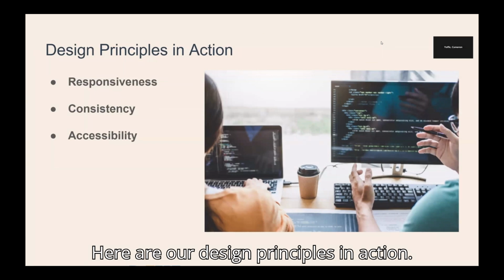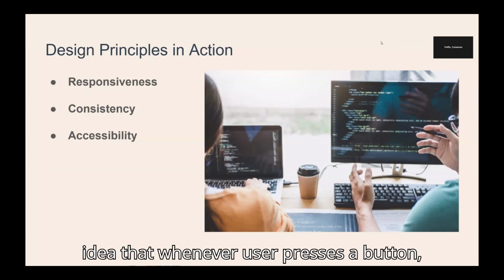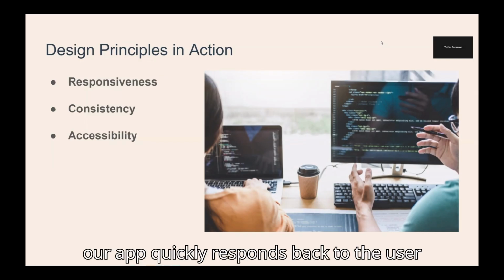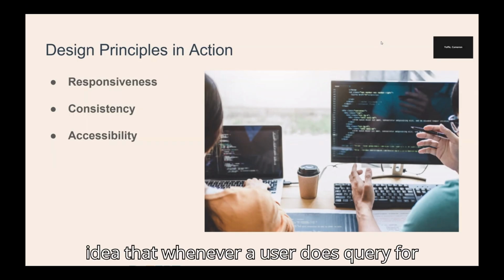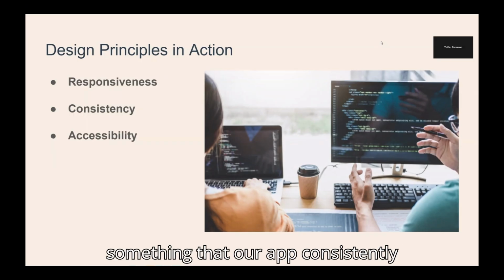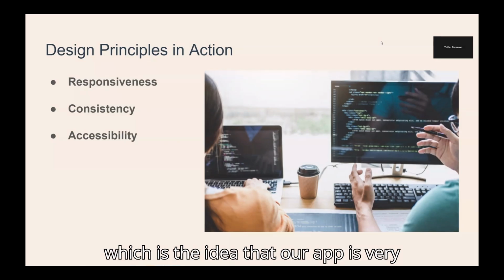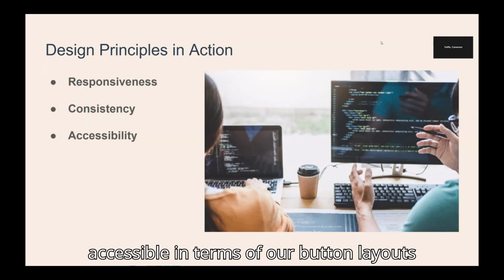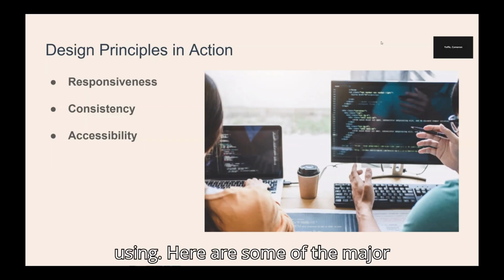Here are our design principles in action. Our first design principle is responsiveness, which is basically the idea that whenever a user presses a button, our app quickly responds back to the user in a timely fashion. Our second design principle is consistency, which is the idea that whenever a user queries for something, our app consistently provides the correct response back to the user. Lastly, we have accessibility, which is the idea that our app is very accessible in terms of our button layouts and that you should be able to access our app no matter what device you're using.